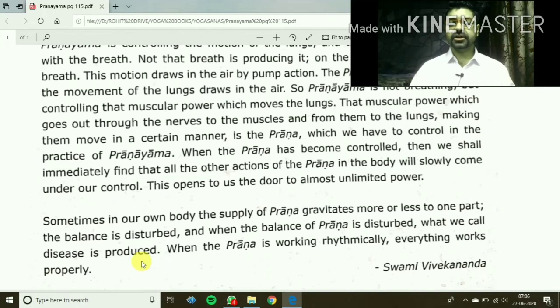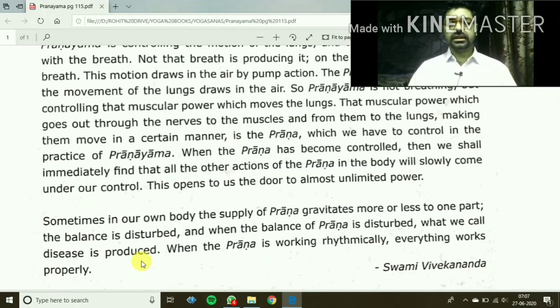What does the word rhythmic mean here? Rhythmic means a proper inhalation and proper exhalation. When you breathe in, your chest should expand and your body should grow with the inflow of oxygen. This is what is called good, proper breathing.